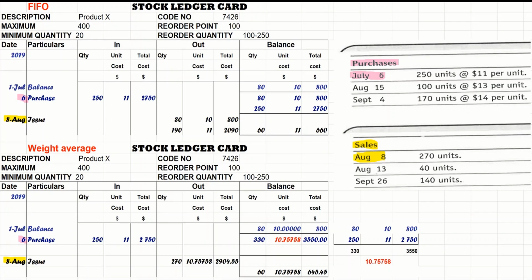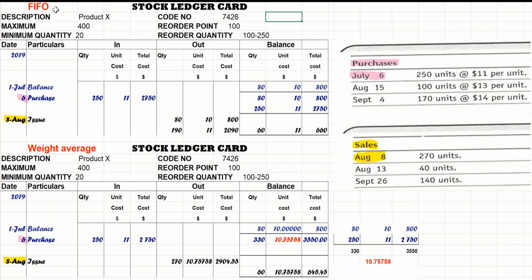Today we're going to look at inventories and how to record stock ledger cards for the FIFO method and also the weight average method. So the transactions are here on the right, and I'm just going to do a purchase on the 6th of July and a sale on the 8th of August.